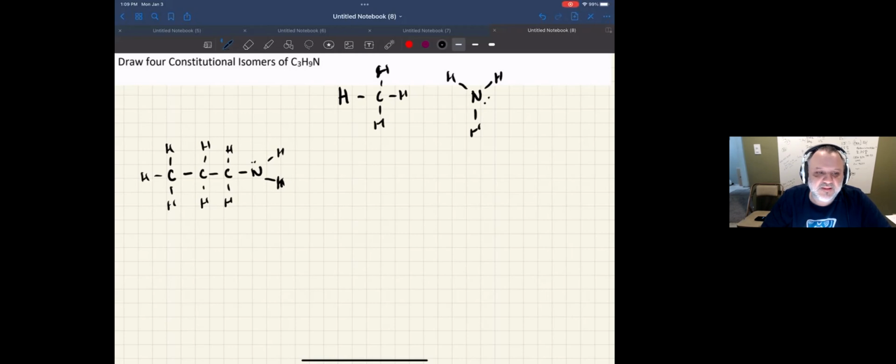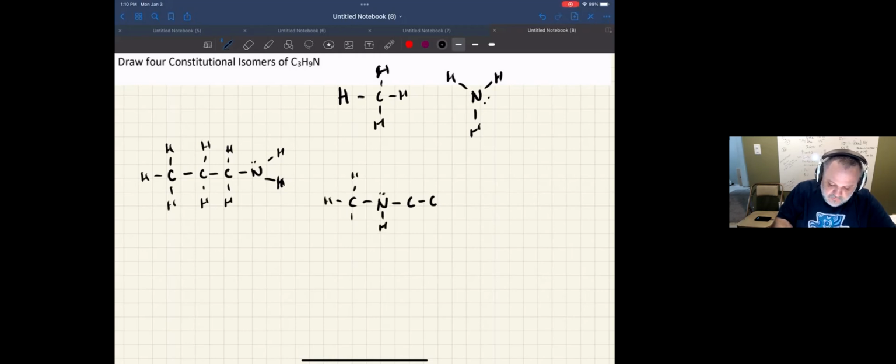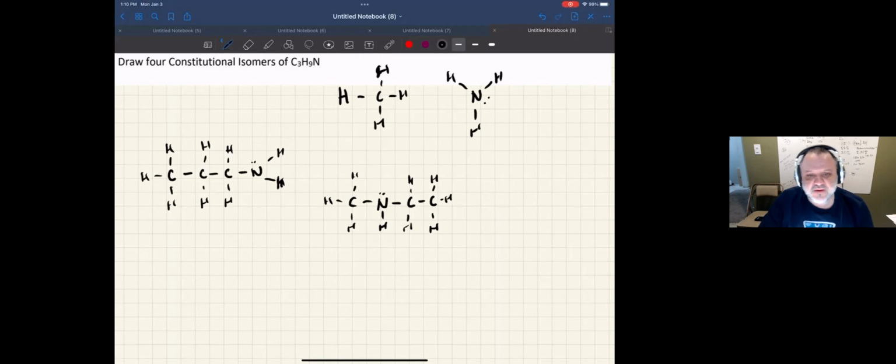Now, the other possibility is that the nitrogen can be connected to 2 carbons. Remember, if I have two carbons on the left, it's the same as having 2 carbons on the right. It doesn't matter because both of those are the same structure. Let's go ahead and fill out the hydrogens: 1, 2, 3, 4, 5, 6, 7, 8, and 9. That's all the different ways to work on this particular structure.